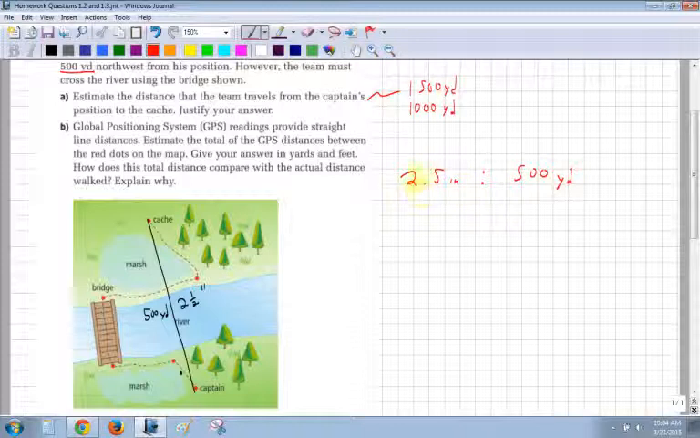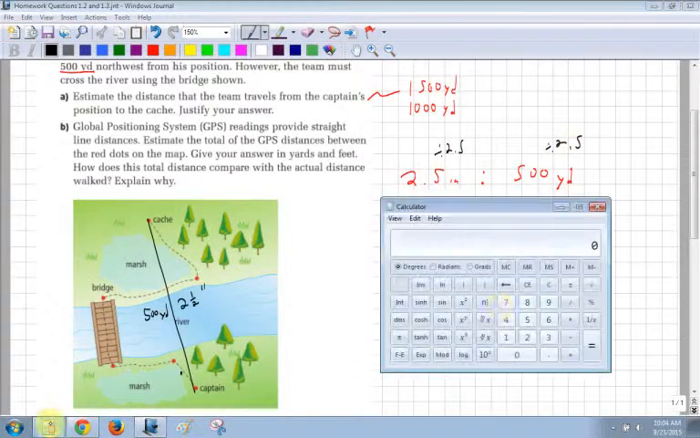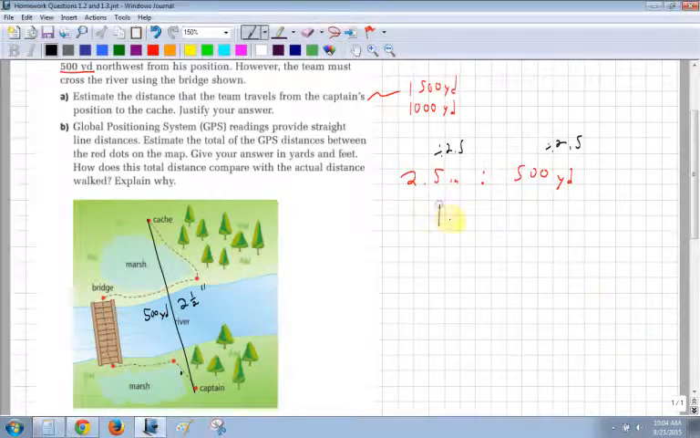Now I can reduce this by dividing each side by 2.5. The reason I would do that is because when I divide by 2.5, I get a unit measurement. So 500 divided by 2.5 will give me 200. So I get 1 on this side, and I get 200 on this side. That makes it easy to measure.